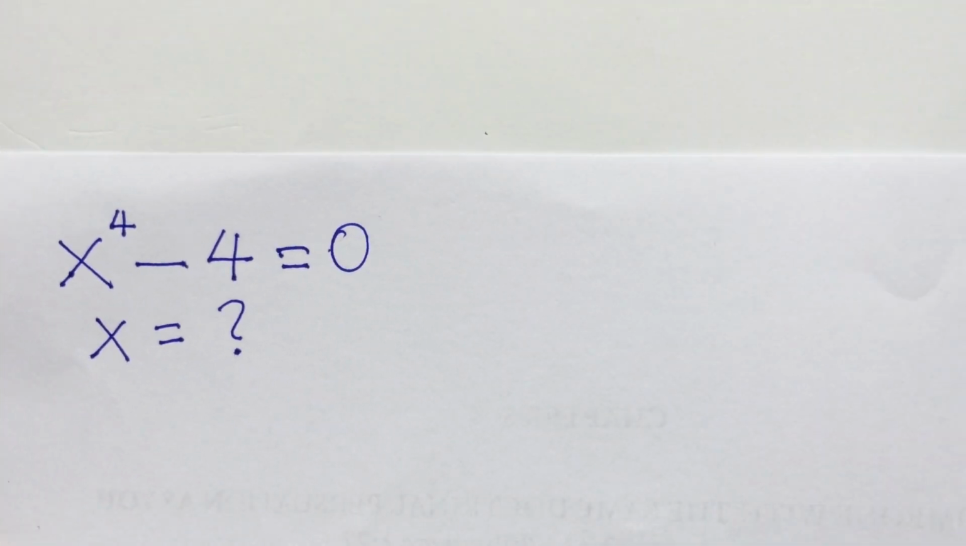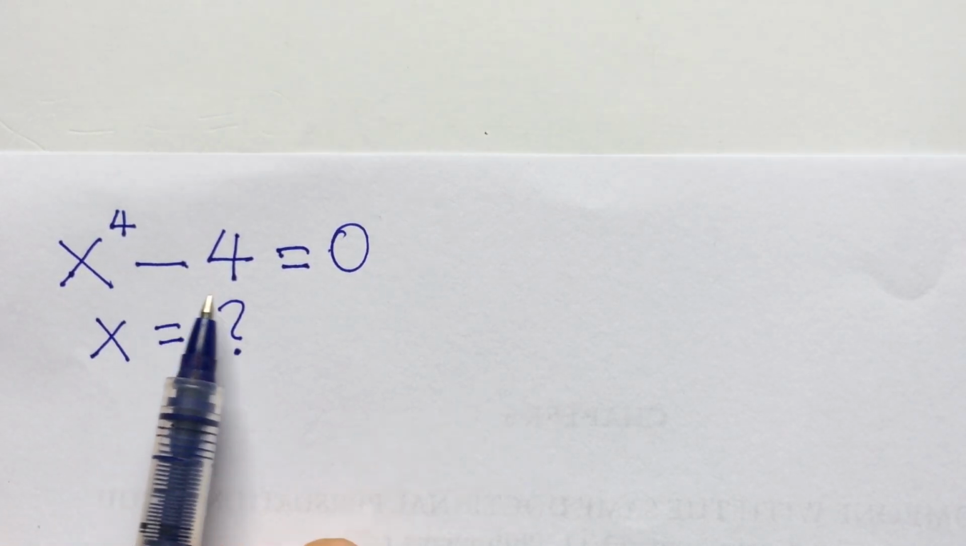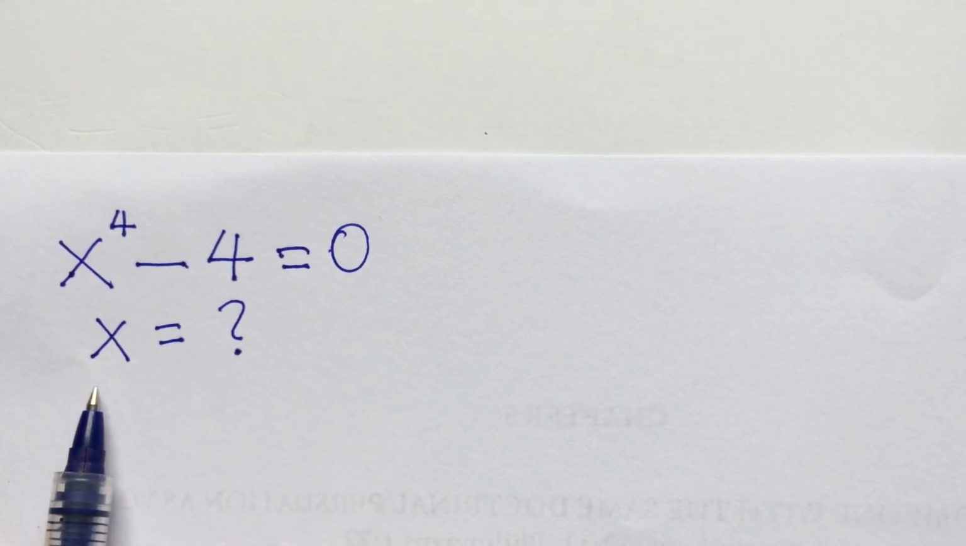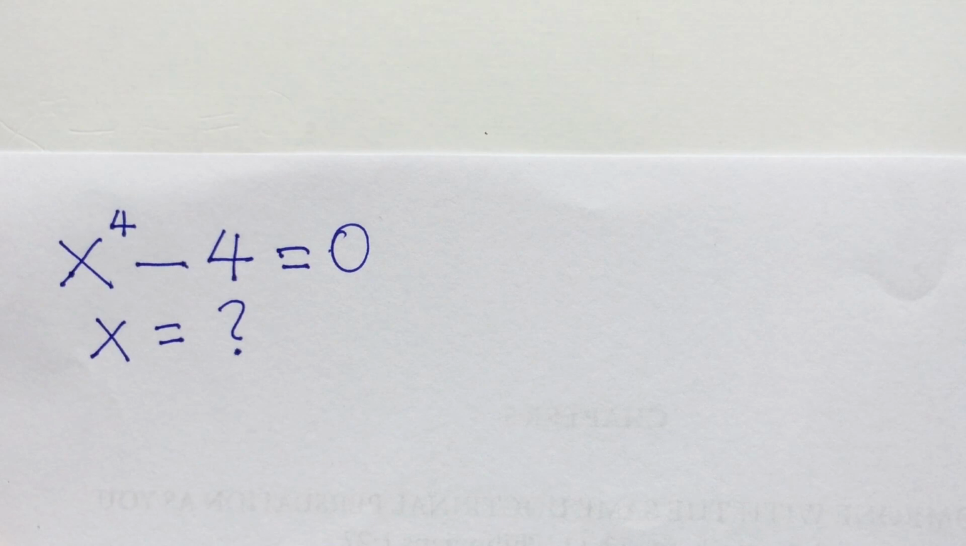Welcome everyone to my channel, and today we have a polynomial equation which is of fourth degree, and the question reads x to the power of 4 minus 4 equal to 0. What will be the possible values of x? Here we are expected to get 4 roots of x, including the imaginary roots. In other words, we have to solve for both the real roots and the imaginary roots of this equation.